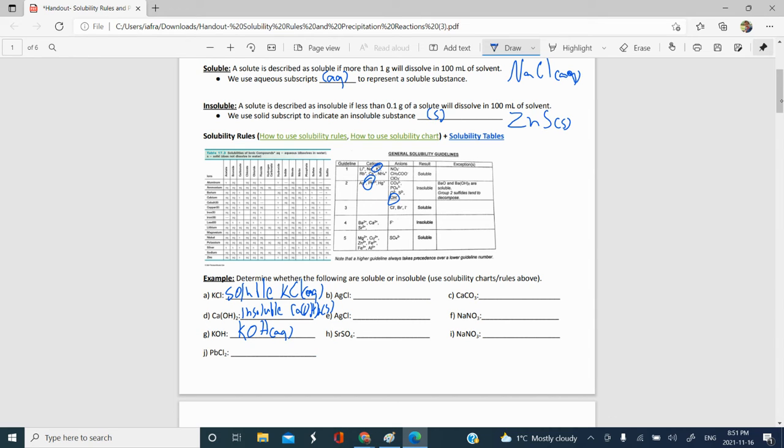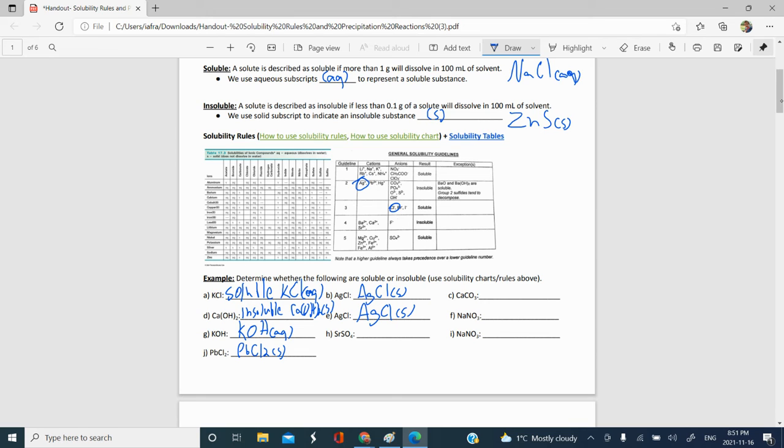PbCl2, that's lead(II) chloride. Lead(II) is over here, wants to be insoluble. Chloride wants to be soluble. Lead(II) wins the game. So we have PbCl2 solid. Let's try AgCl. Silver is over here. Wants to be insoluble. Chloride wants to be soluble, but silver is higher up, so silver wins, and it's going to be insoluble, and we'll have it as solid.